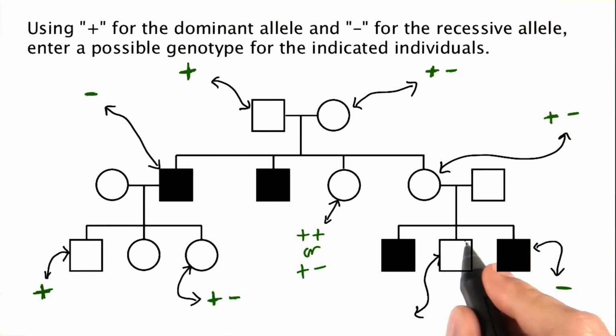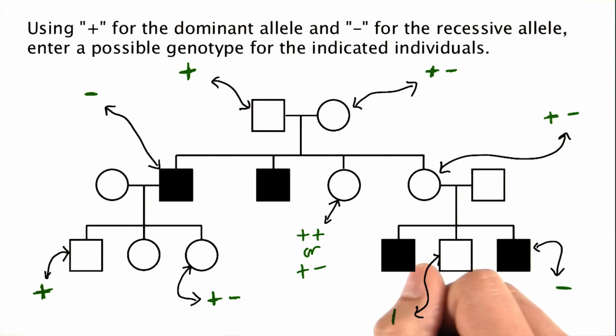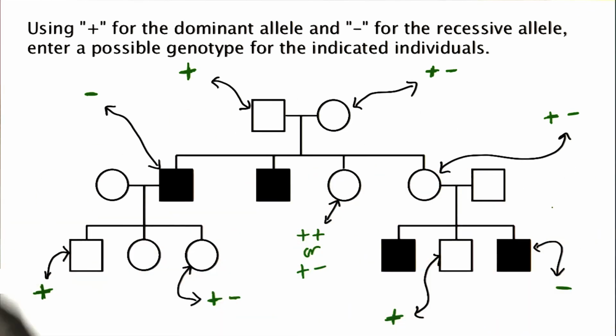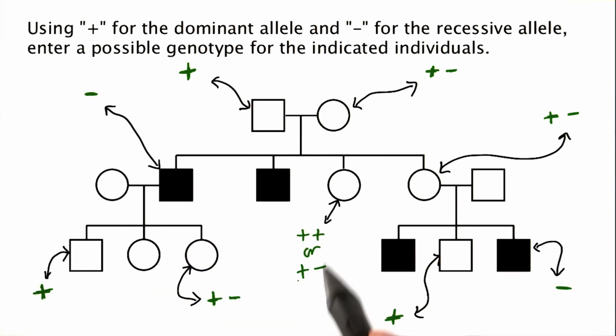And the one last offspring that I left out over here, an unaffected male, right, must be plus. So these are all the possibilities in this pedigree. There's only one that you could have chosen either homozygous plus plus or heterozygous plus minus for.